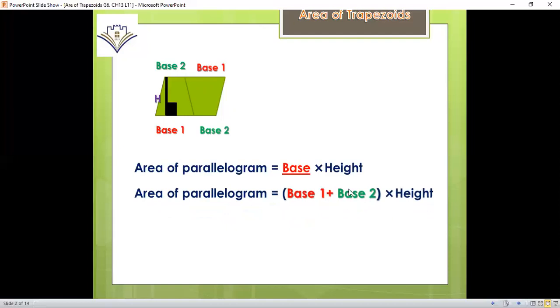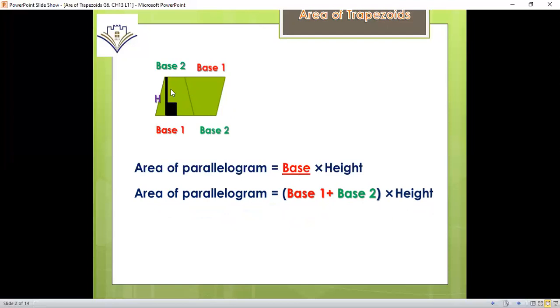Why do we say base 1 and base 2? Because the area of parallelogram equals base times height. Here is the base. Is it only one base, base 1 or base 2? Or both? Both of them. Then base 1 plus base 2, both of them, multiplied by height.